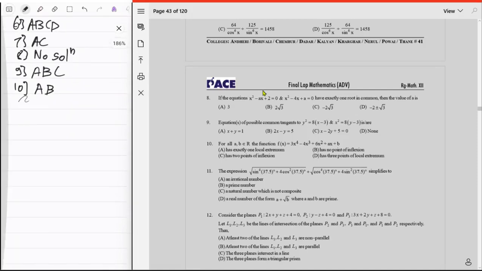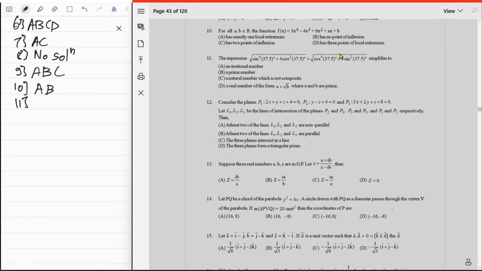11th question. Okay, let's go. This expression simplifies to sine power 4 plus cosine power 4 of something, 37.5 degrees. Well, that is actually not exactly that. Okay, so it will not be exactly like that. Fine, plus square root of cosine power 4 plus, right. So x equals to what? Rational number, prime number, natural number which is not composite.